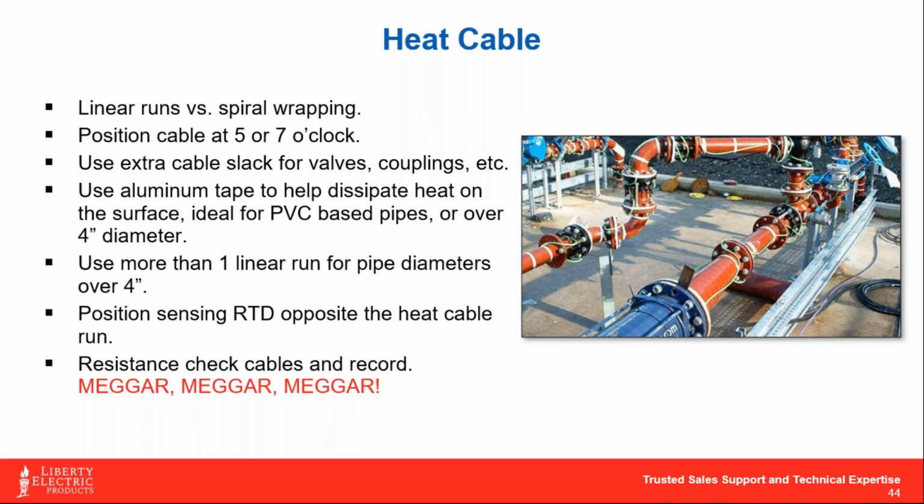Okay, so going back to that, when you look at a spiral run, it's back to our high school math. 3.14 times your diameter is how much cable you're going to use, or how much length you need to get around that pipe once. And when you're spiral wrapping, you're going to use about 3 times as much cable as you would to just linear wrap a pipe. We really only look at more than one run across a pipe when you start looking at diameters that are 4 inches or above. And typically whenever we're using sensing controls, we want to make sure that sensing probe or RTD is in the opposite position of the heat cable itself, because we don't want false reads. So biggest thing on this for your electricians is, as it says at the bottom, megger.